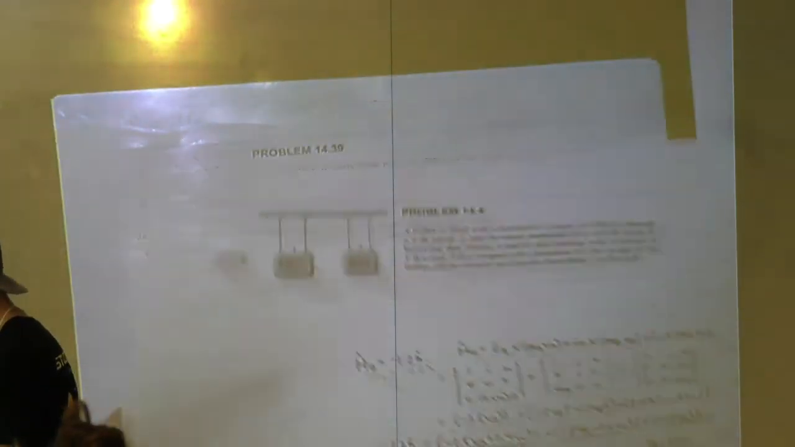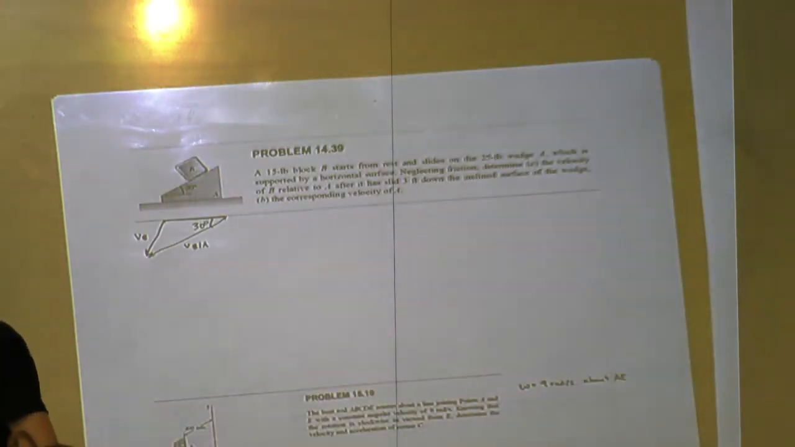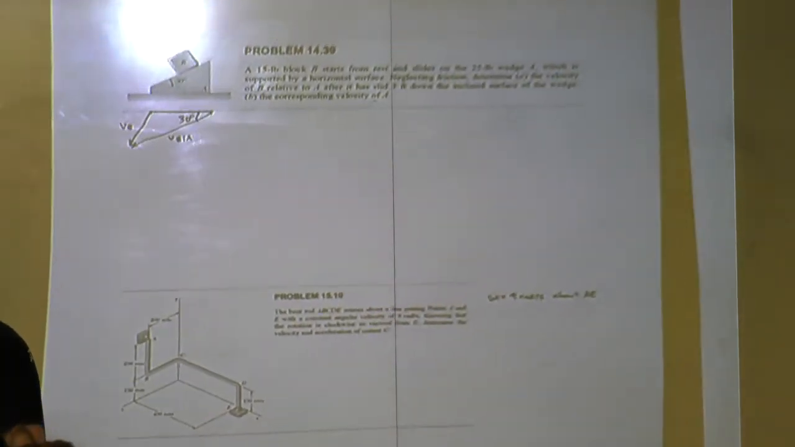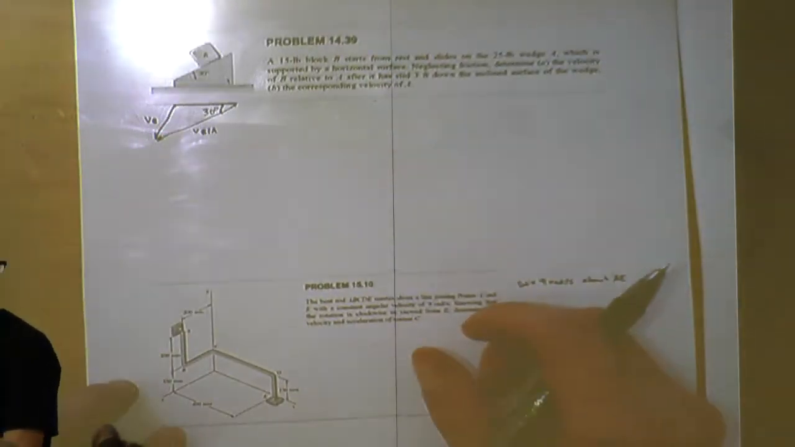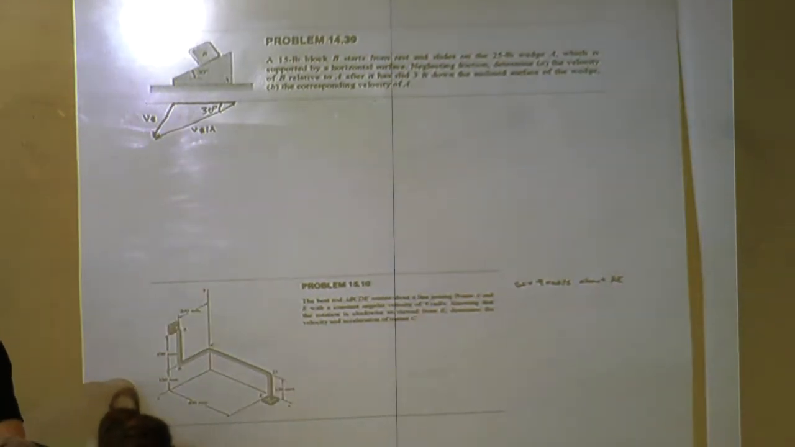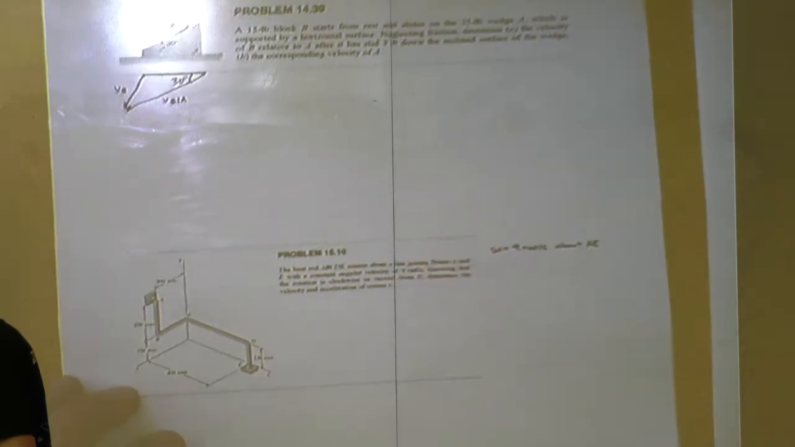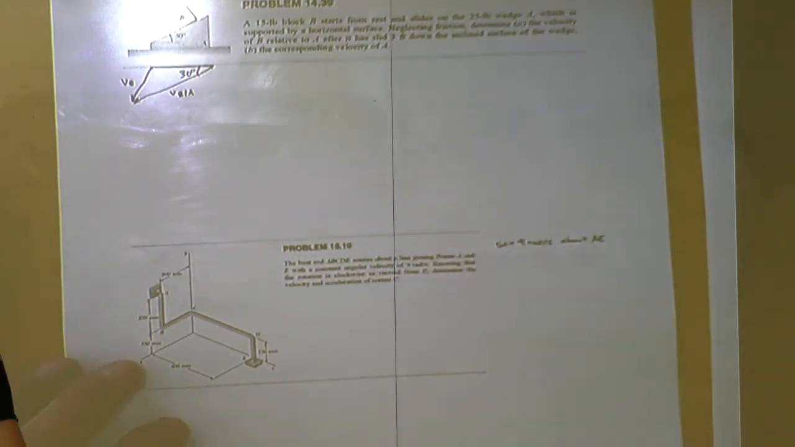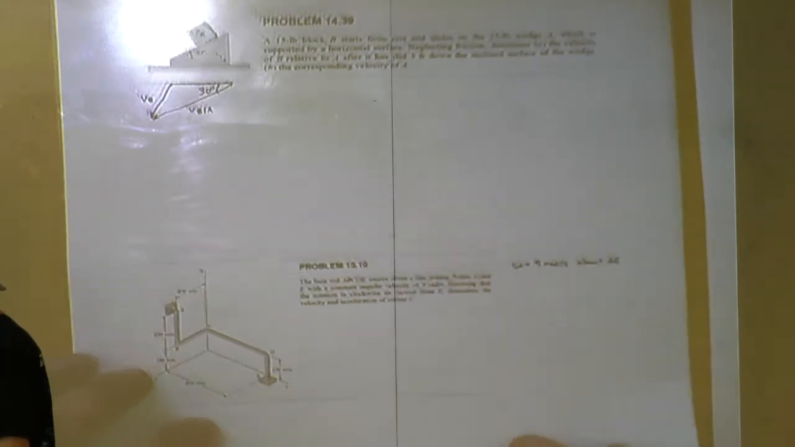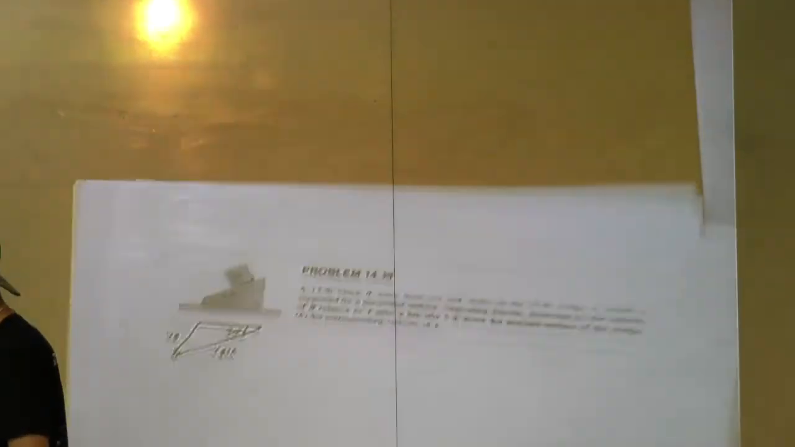All right. What was K? What was K? It was negative 2.4. All right. All right. I'll come back to this 14.39 if I have time.